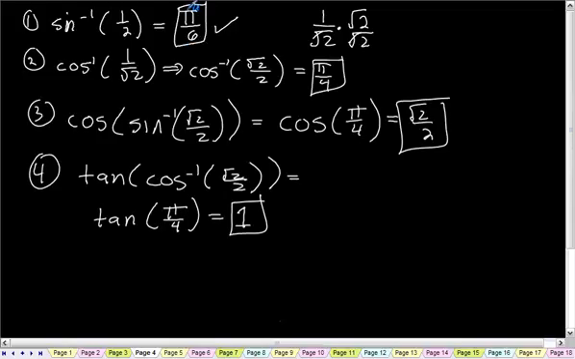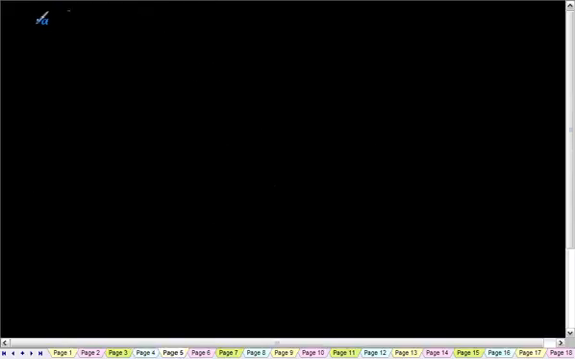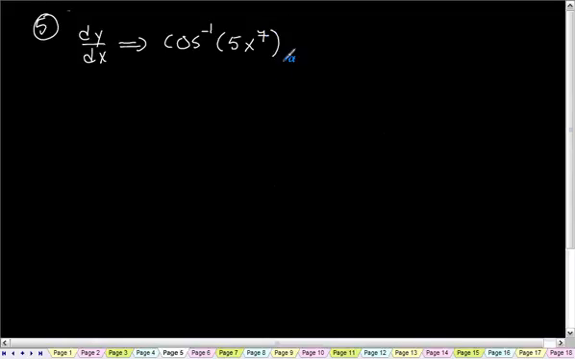Very straightforward. Now, unfortunately, it gets a little bit more complicated. So far, we haven't done derivatives of inverses. Now we begin derivatives of inverses. Let's do number 5. Number 5 says the following. Find the derivative, dy/dx, of the inverse cosine of 5x to the 7th. Well, that's inside the parentheses. We're going to eventually have to find the derivative of 5x to the 7th. I'm going to label it u.